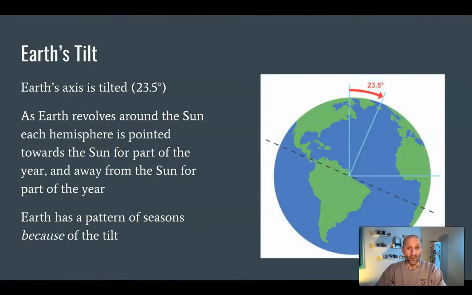However, Earth does have a tilt. In fact, Earth is not straight up and down, it is tilted at a 23.5 degree angle. What that means is that as Earth revolves around the sun, as Earth goes around the sun, each hemisphere is pointed towards the sun for part of the year and away from the sun for part of the year. It's that tilt that creates the pattern of seasons.